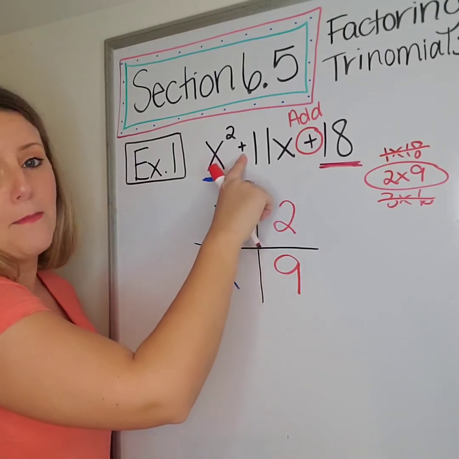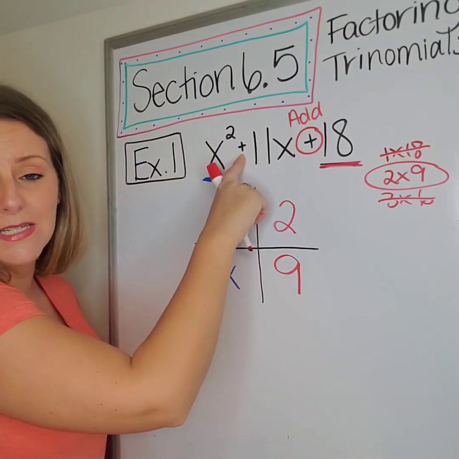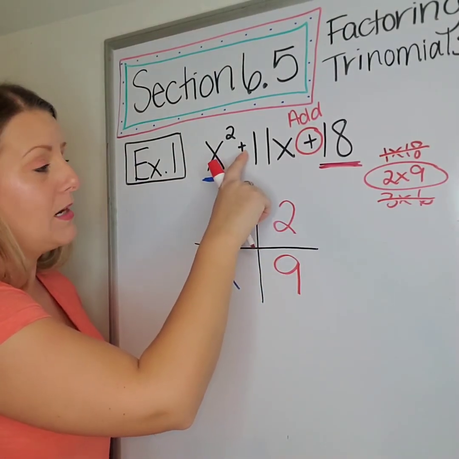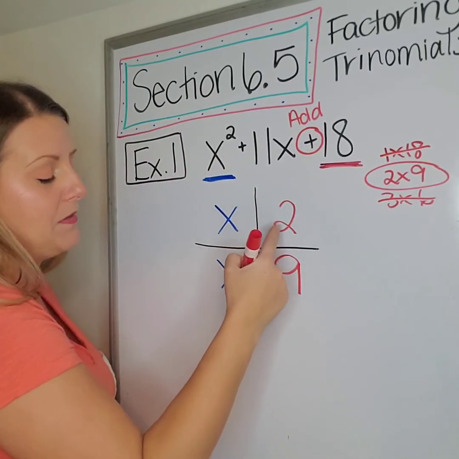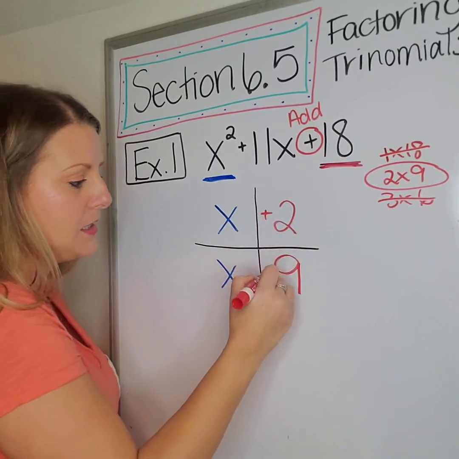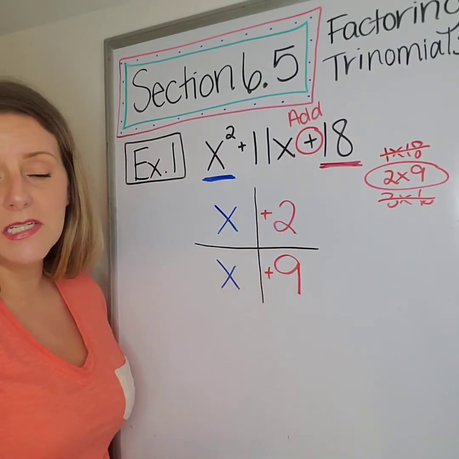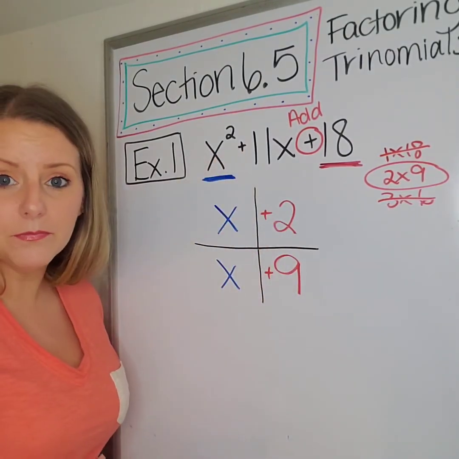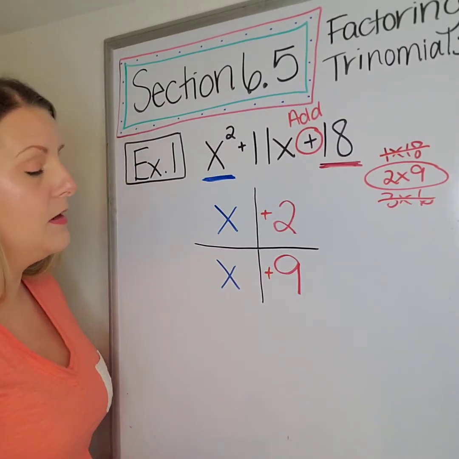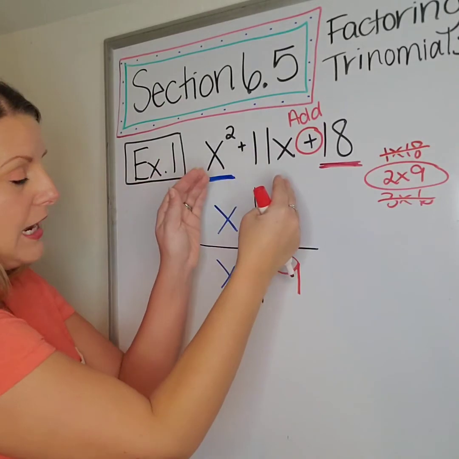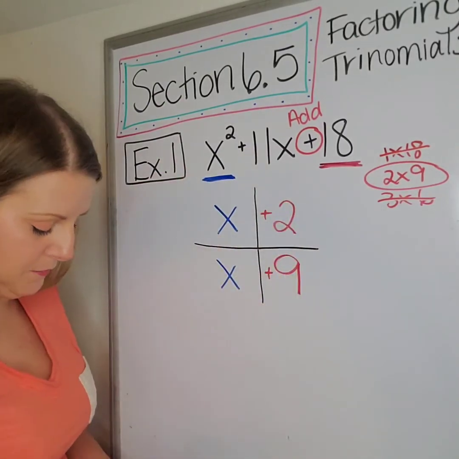Now we want it to be a positive 11. This tells you what symbol you want your answer to be. We want it to be positive. If it was a minus, we want it to be negative. So we want these to be a positive and a positive, because positive 2 and positive 9 make positive 11. If we wanted a negative 11, we'd make them both negative to make a negative 11. Now our answer is just the top in parentheses and the bottom in parentheses.